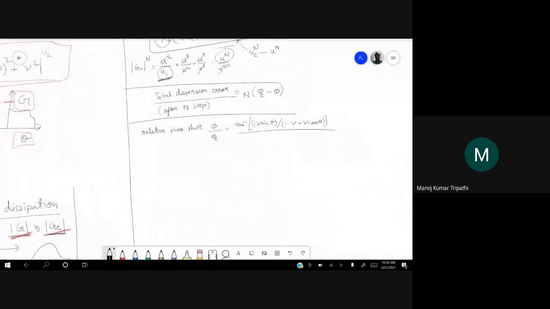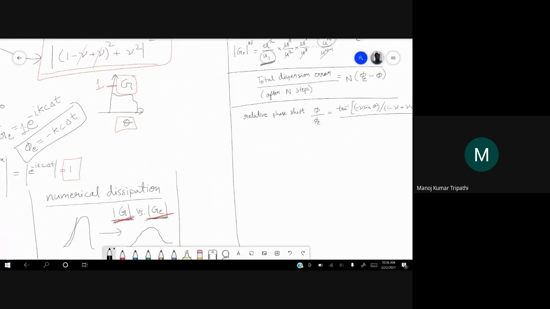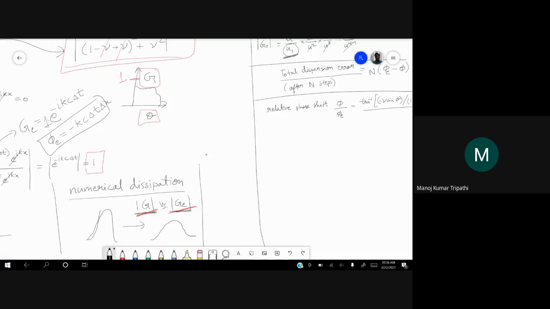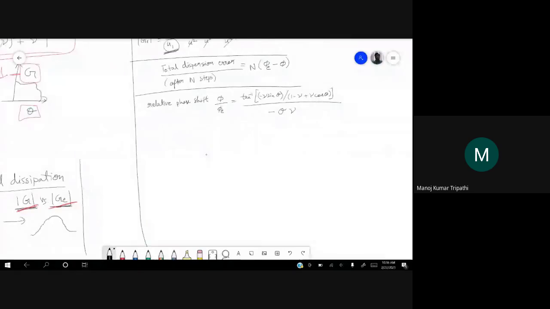So we can write that here. If you want to write it in terms of the CFL number, that is nu, then you can multiply and divide by delta x. Then c delta t by delta x is nu, and k delta x is theta. So phi e becomes minus theta nu.